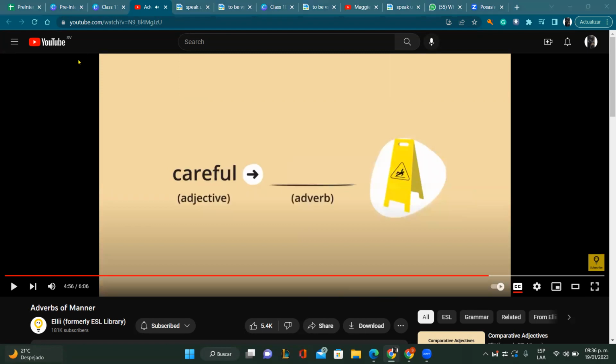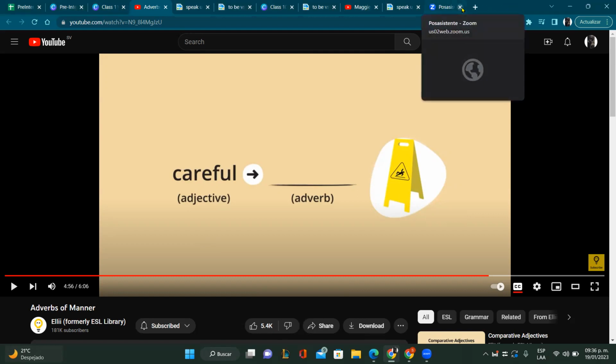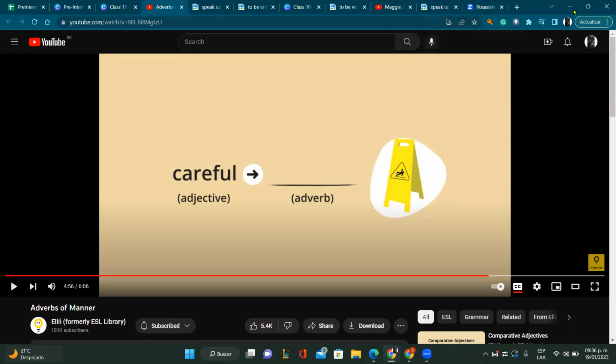Anderson. What is the adverb for careful? Anderson. Roberto. Roberto Portal. Carefully.